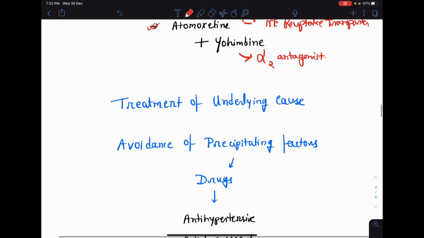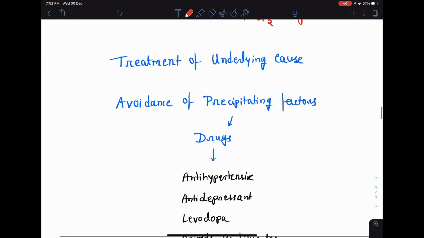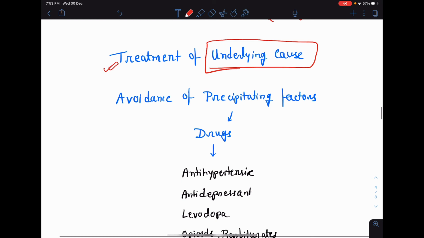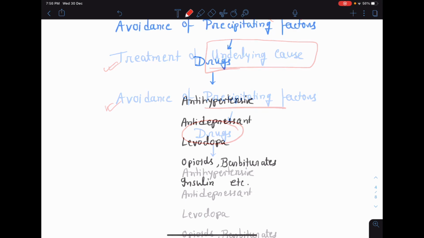And as I have already mentioned, the underlying cause should always be treated. Treatment of the underlying cause may ameliorate the orthostatic hypotension, and the precipitating factors for orthostatic hypotension should also be avoided. One of the very common precipitating factors is various drugs.